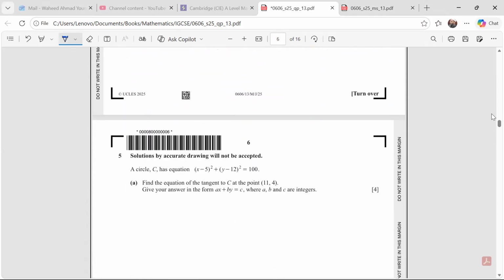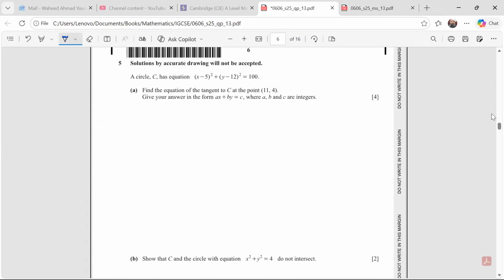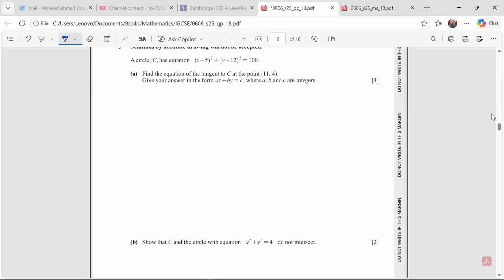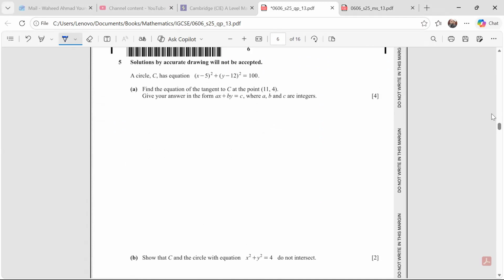Okay, now question number 5. This is also a very interesting question. We are given the equation of a circle, and you can see that 100 can be written as 10 to the power 2. So I have this circle whose center is 5, 12. This is 5 and this is 12. So this is the center of the circle and the radius is 10. So this is 5, so it is going to be 10 here, 15 here, and 10 here.